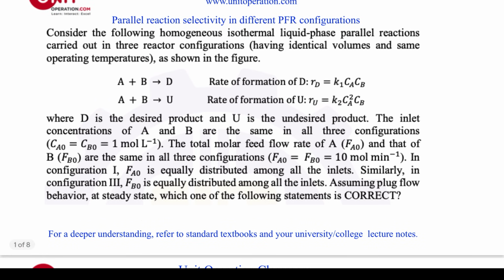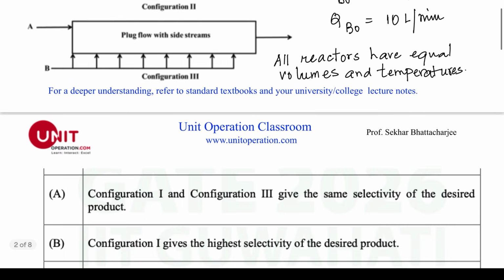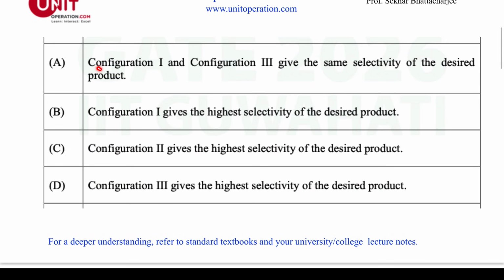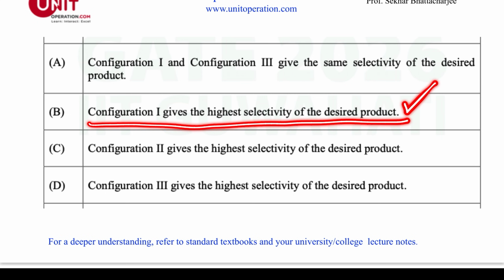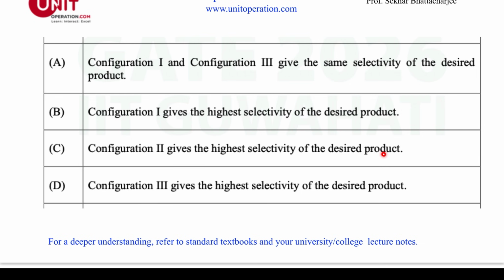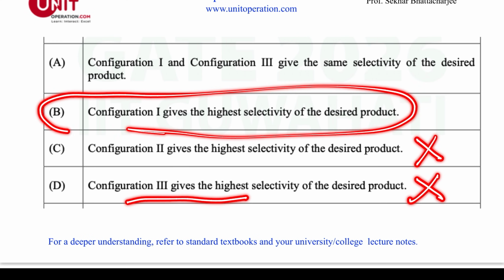So, assuming plug flow behavior at steady state, which one of the following statements is correct? Let's look into it. Configuration 1 and 2 give the same selectivity of the desired product. We have seen that's not true. Configuration 1 gives the highest selectivity of the desired product. That is true, so this is correct. Configuration 2 gives the highest selectivity of the desired product. That is not true. And configuration 3 gives the highest selectivity. That's not true. So B is the correct option.